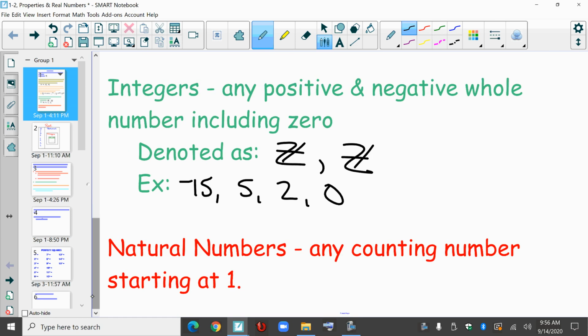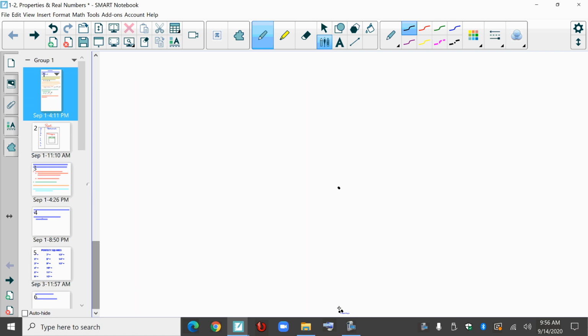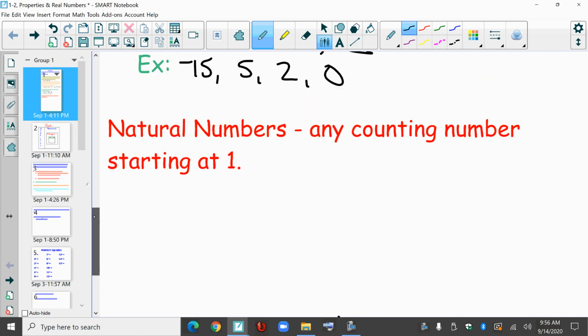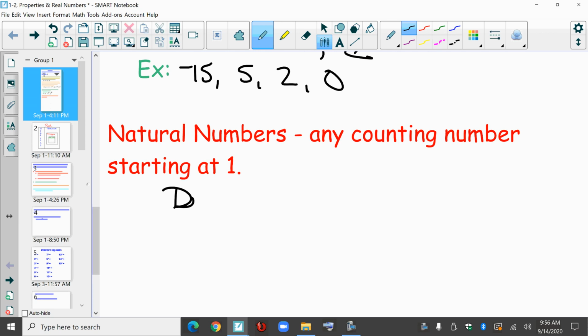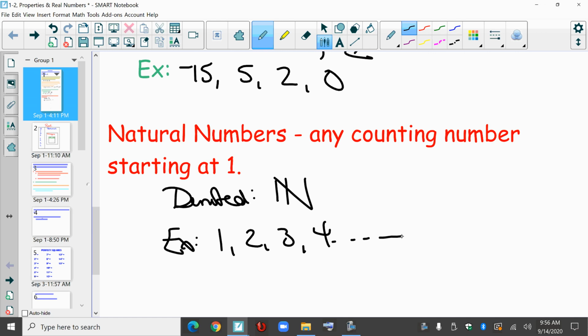A natural number is any counting number. A natural number is going to be denoted by making, really did not want to extend the page there. How is this denoted? 2 lines down and make an N out of it. An example of this is going to be, these are your counting numbers. You start counting at 1, and then you keep going. Those are your natural numbers.